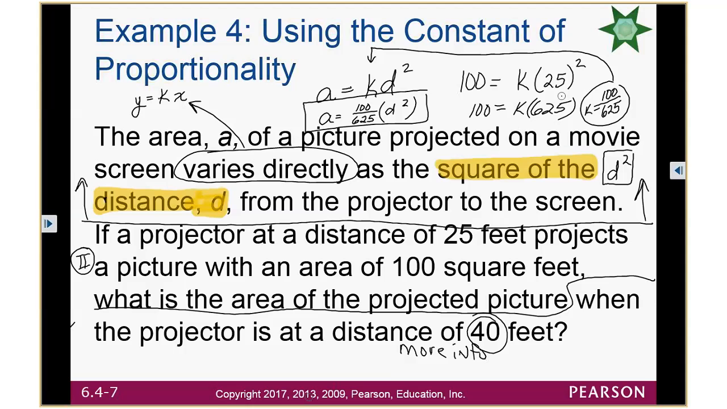All right. So what'd you get? What's 100 divided by 625 multiplied by 1600? Okay, I'm waiting. Some of y'all with calculators, you're going to have to interact. I'm sorry, what? 256. So the area of the screen is 256 square feet. So 256, whatever you came out with, feet.